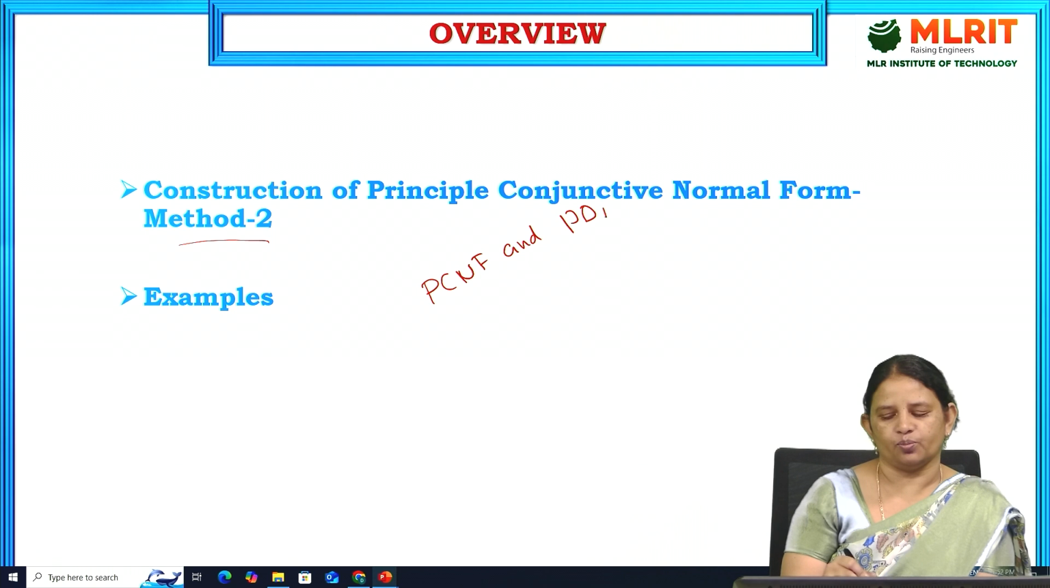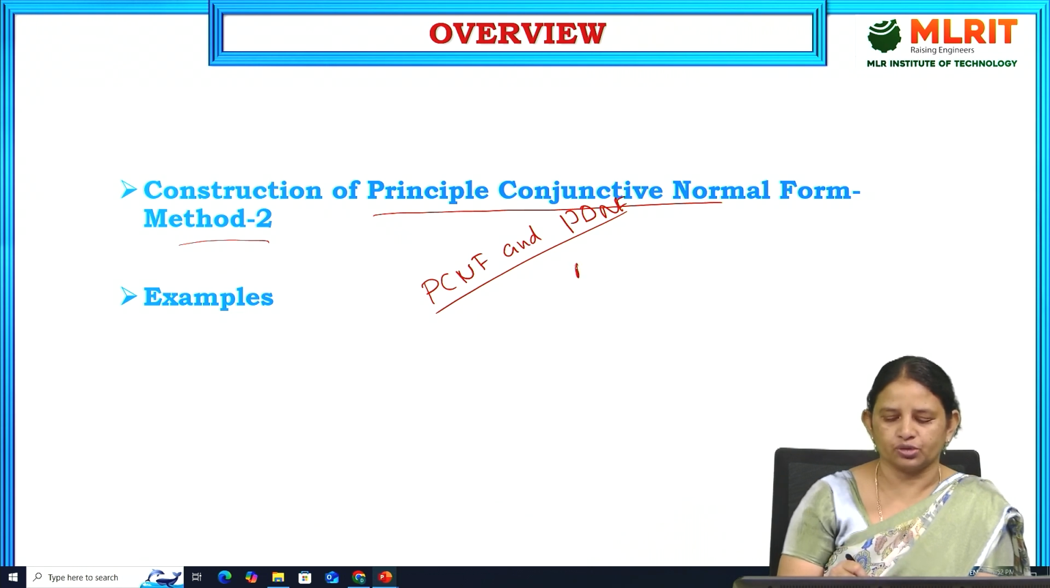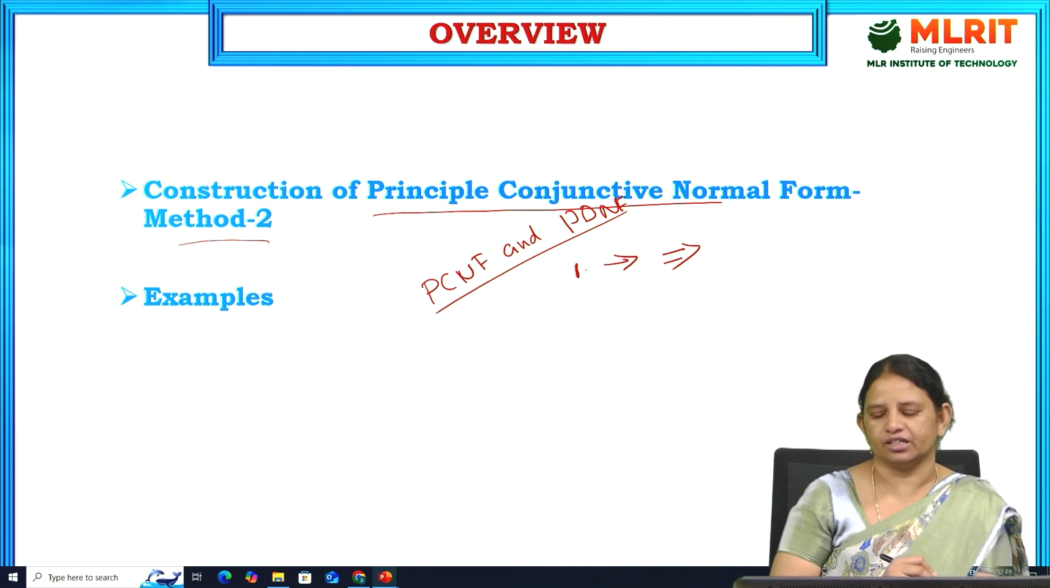It is very important from the exam point of view: principal conjunctive normal form and principal disjunctive normal form. So, before constructing principal conjunctive normal form using method 2, what are the rules we need to follow? First rule is remove conditional as well as biconditional statements in the given statement formula. How to remove conditional as well as biconditional statements? By applying the equivalent laws.